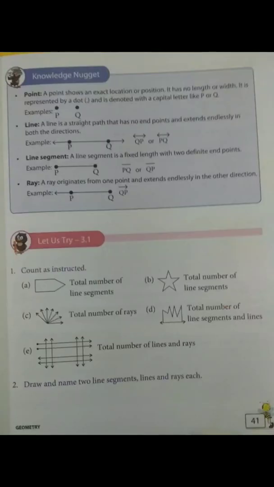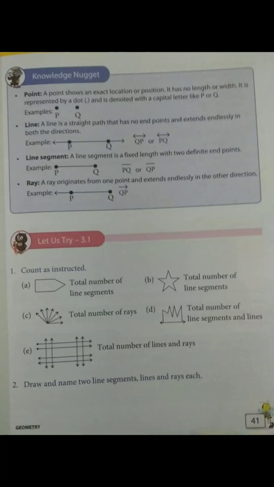Now, in your textbook, page number 41, there is a short recap. In that, number 1, point. A point shows an exact location or a position. It has no length or width. It is represented by a dot and it's denoted with a capital letter like P or Q. Example is given, dot P and dot Q are represented as points.